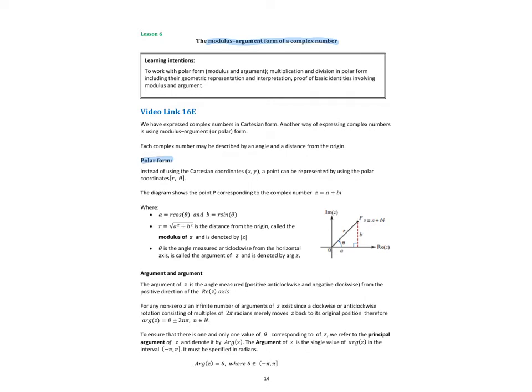So again, the adjacent side, r cos theta, the opposite side, r sine theta. And so my imaginary component is r sine theta, my real component is r cos theta. So that's our starting point. The distance r is the square root of a squared plus b squared, from Pythagoras' theorem, mod z. So the r is the modulus of z.